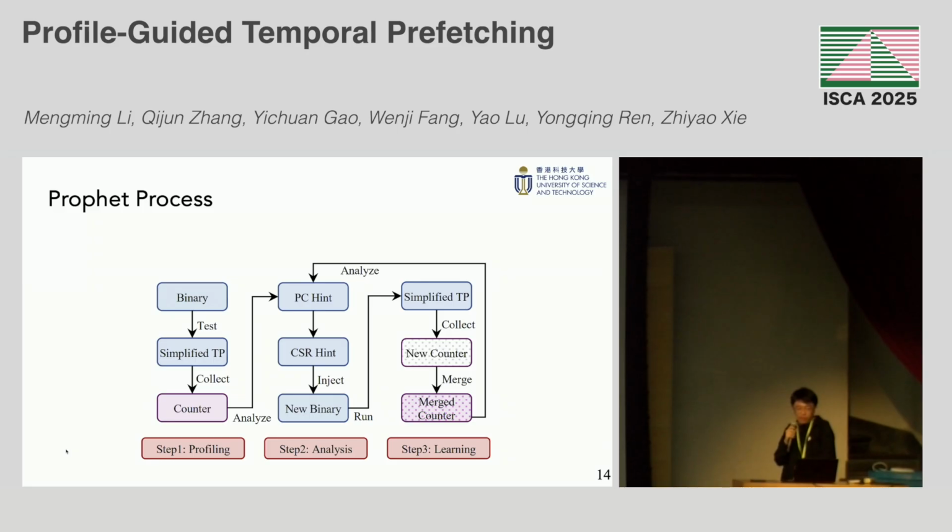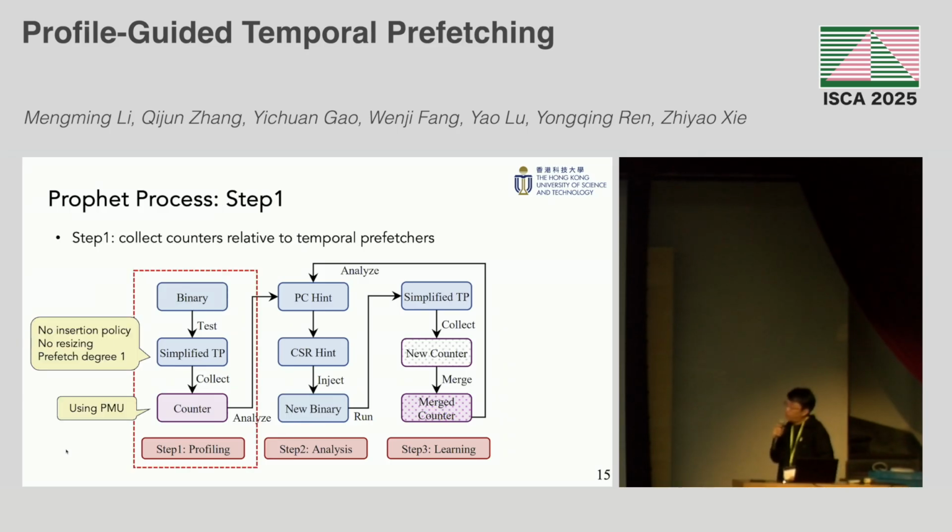In summary, Prophet is a counter-based PGO solution. It profiles program execution counters to generate hints, injects hints into the original binaries, crafts PC-level and binary-level metadata management strategies, and can learn counters from different program inputs to make adaptable binaries. Prophet includes 3 steps: profiling, analysis, and learning. I will introduce them as follows.